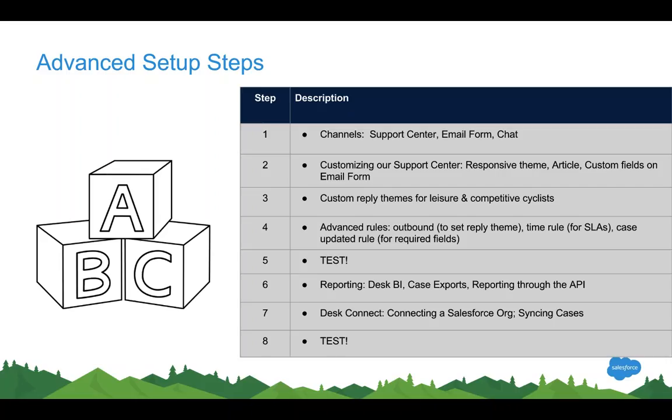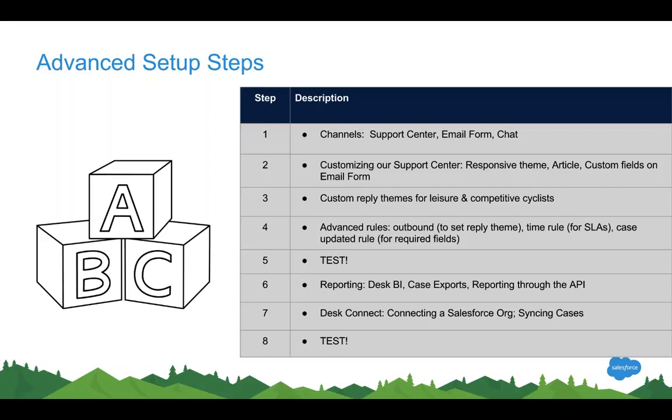Fourth, we'll get into the rules engine. We'll use an outbound rule to set those reply themes that we created in step 3. We're going to create some time rules to be able to get back to our customers in 3 or 8 hours, depending on if they're a leisure or a competitive cyclist. And lastly, we're going to create a case updated rule just to make sure we capture the information on cases that we want. So we're creating essentially a required field.